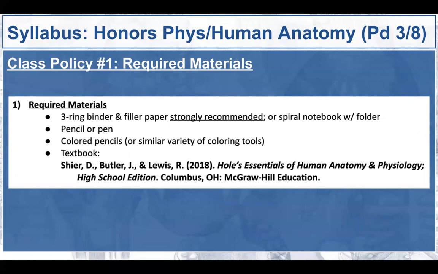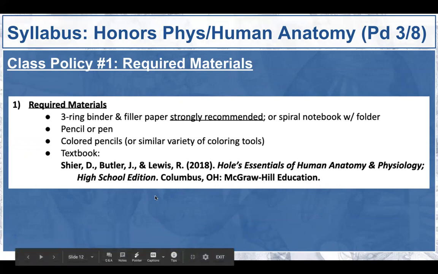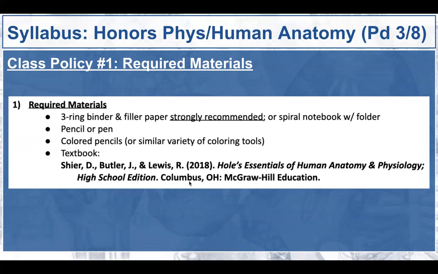Okay, so the required materials for the class, you need to have a 3-ring binder or a spiral notebook, whatever you prefer. I recommend the 3-ring binder, but that's just me. You need to have a pencil or pen every day and a box of colored pencils. Those will be used whenever you get a packet of diagrams at the beginning of each unit to color the different structures. The textbook, new this year, you will have access to through it online, okay?